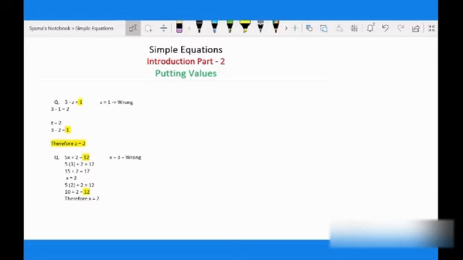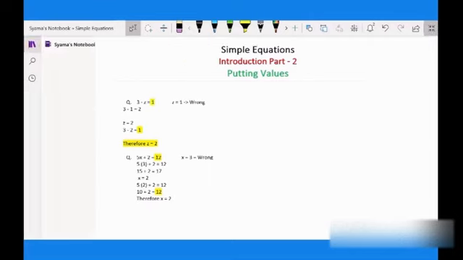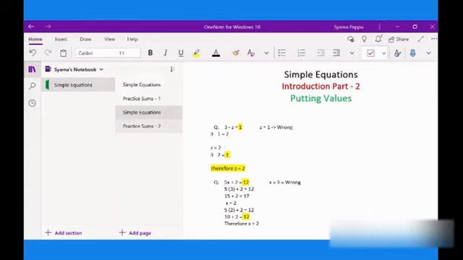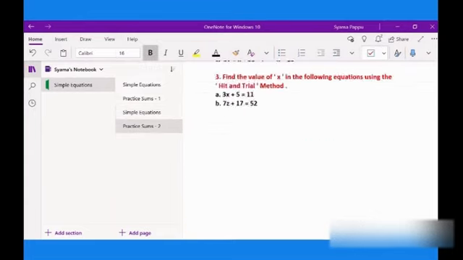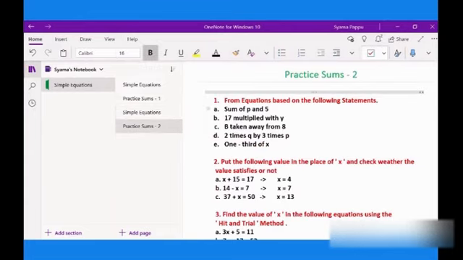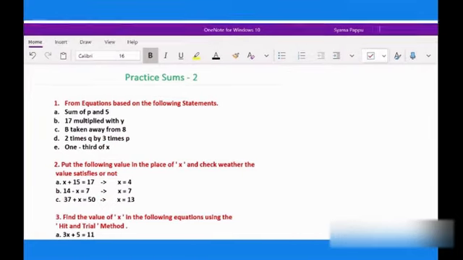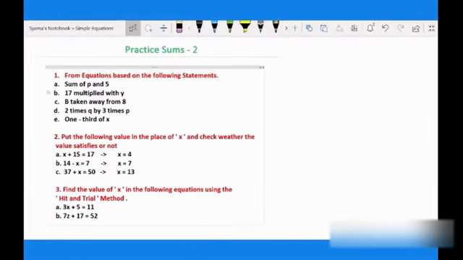So today I have a few practice sums. Hope you all do it. Here are the practice sums. You need to form equations based on the statement. The second one is put the following value of x and check whether the value is correct or not. So this is for today's practice sums.